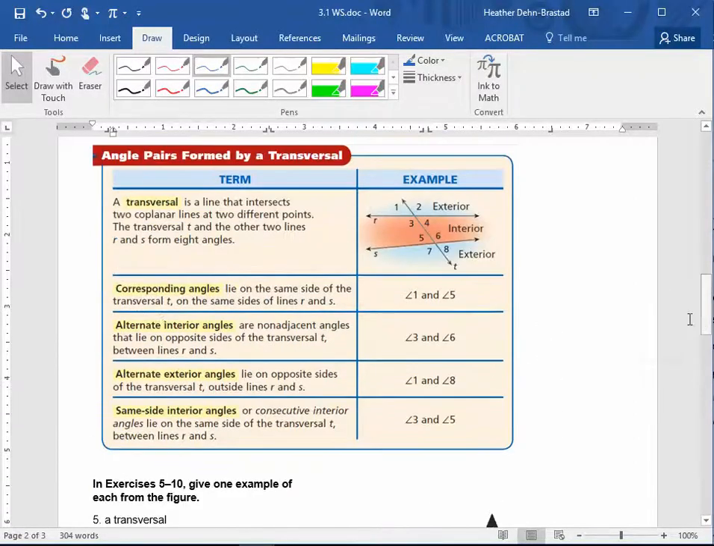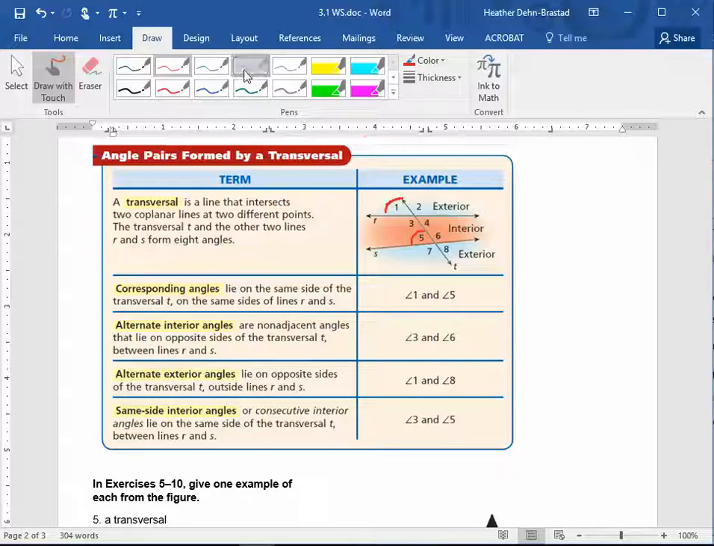So when you are looking at corresponding angles, they are on the same side of the transversal and either both above or both below the two lines. So in this picture up here, there's lots of different corresponding angles, but they give the example of 1 and 5. They're on the same side of the transversal T, and they're both above. One's above line R, and 5 is above line S. So those are corresponding angles, meaning they're in the same position.